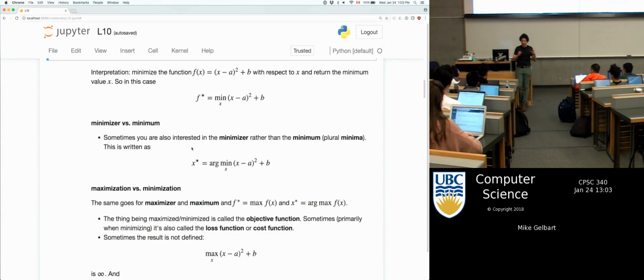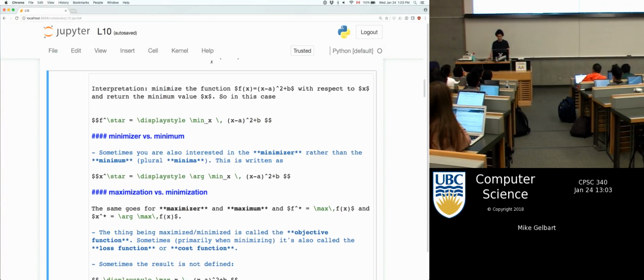The data type of the minimum and the minimizer, here they're both numbers, but they could be different. As we'll talk about later, x could be a vector. The data type of the minimizer is going to be an x, so it'll be a vector. But the minimum is just a value. It's still going to be a number. Ali? If we're just returning the value, then why does it say return the minimum value x up there? Because it's wrong. Okay, return the minimum value, not x.